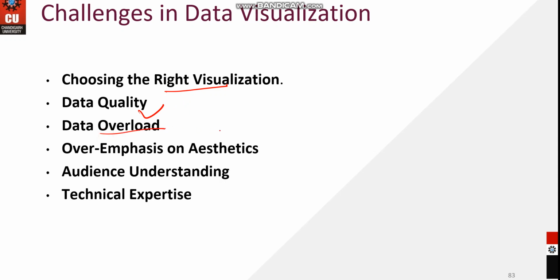Then data overload. Another challenge in data visualization is handling large and complex data sets. When dealing with a large amount of data, it could be difficult to find meaningful insights in the visualization. Overemphasis on the aesthetics will lead to poor visualization. Also, it is very difficult to make the audience understand if the data is not represented properly.